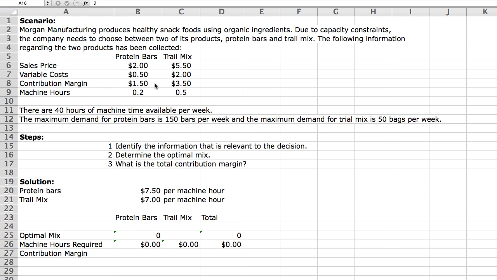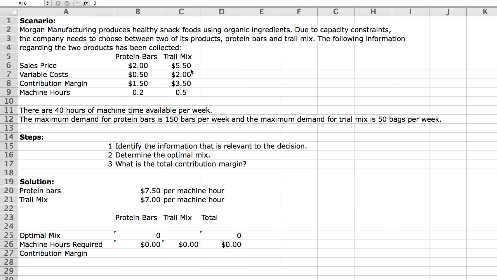So for protein bars, you would take the $1.50 divided by the $2 sale price. For trail mix, you would take the $3.50 divided by the $5.50 in sale price. You'd get a percent contribution margin for each item. My recommendation to you would be that the item that has the higher percentage of contribution margin should be what you maximize in manufacturing that week.